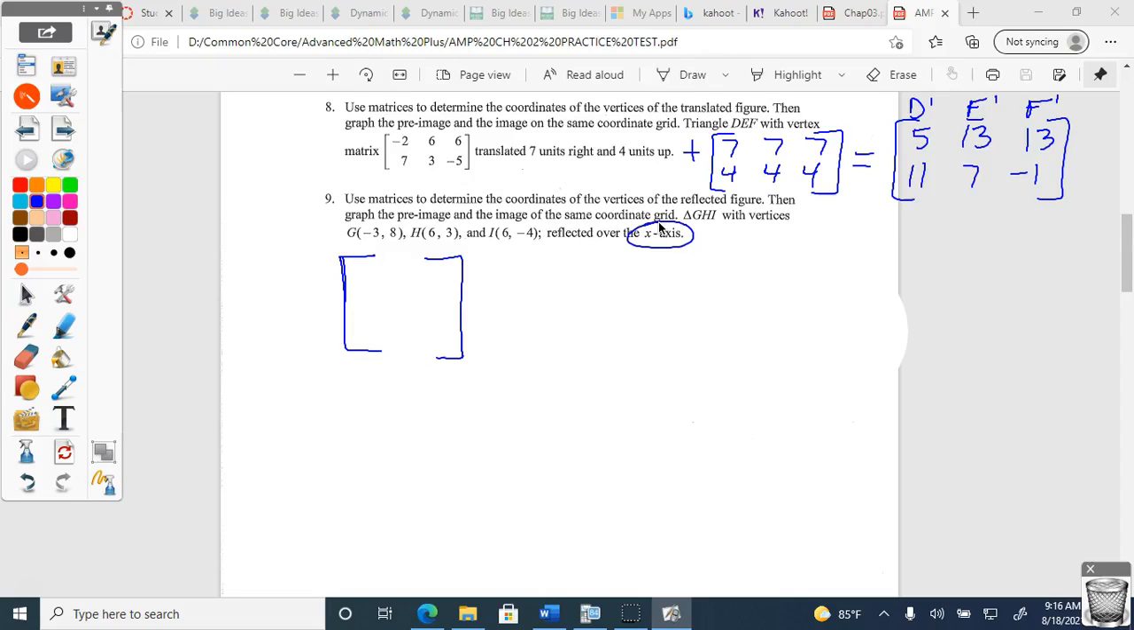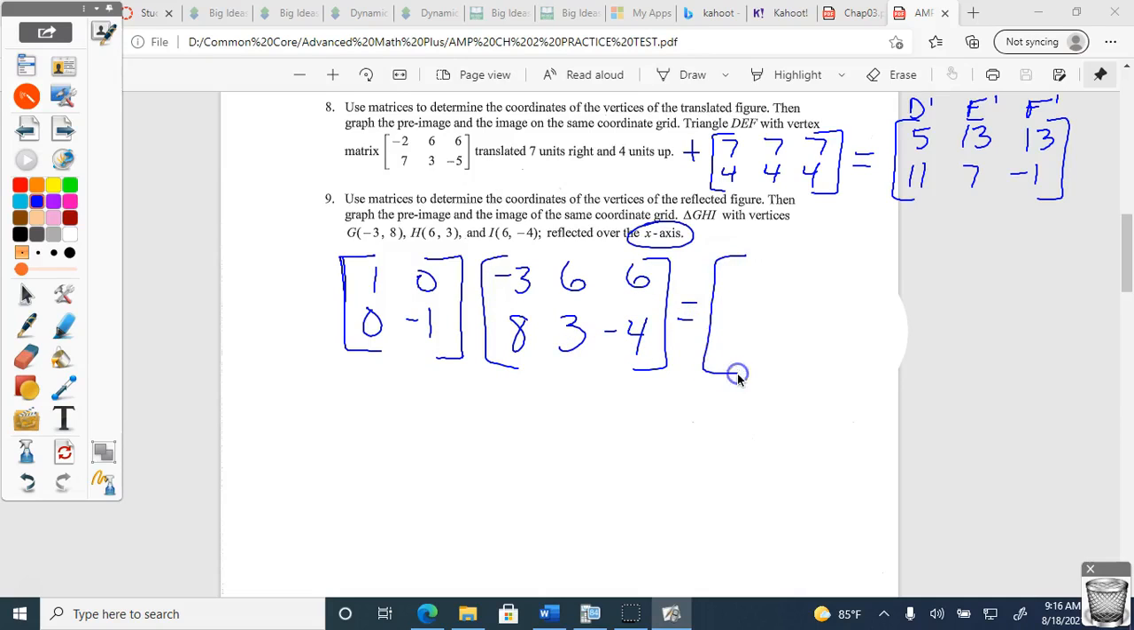Reflecting over the x-axis. Anybody happen to know the matrix? Remember, it's going to be provided. 1, 0, 0, negative 1. Very good. It is 1, 0, 0, negative 1. I'm going to multiply that by my matrix that I make. Let's not. Let's just change the bottom to negative. All we do is change all the signs on the bottom row. Negative 3, 6, 6, negative 8, negative 3, positive 4.